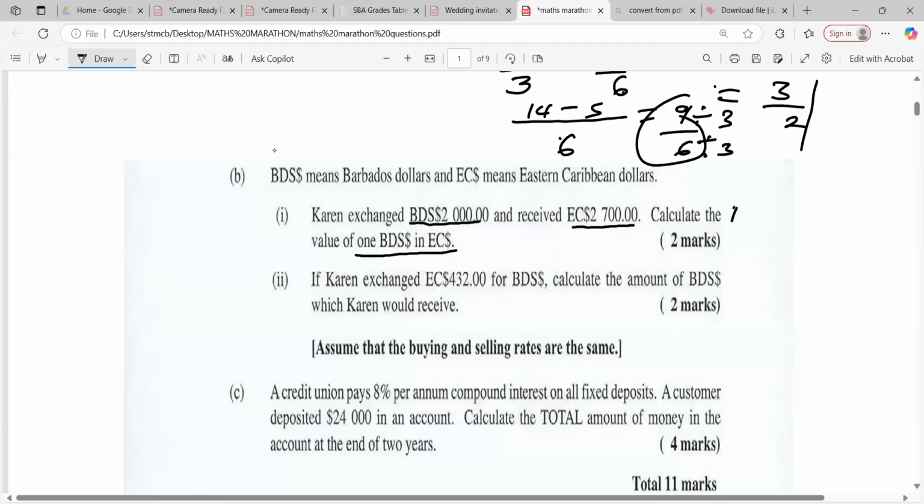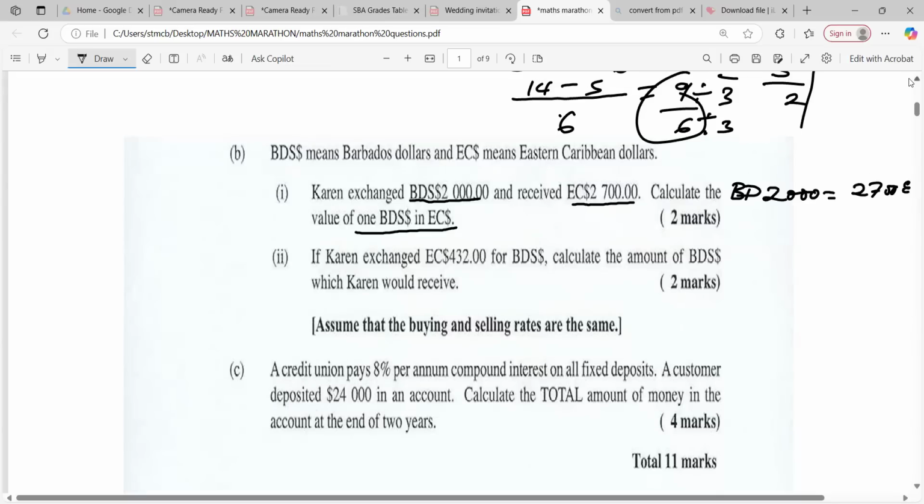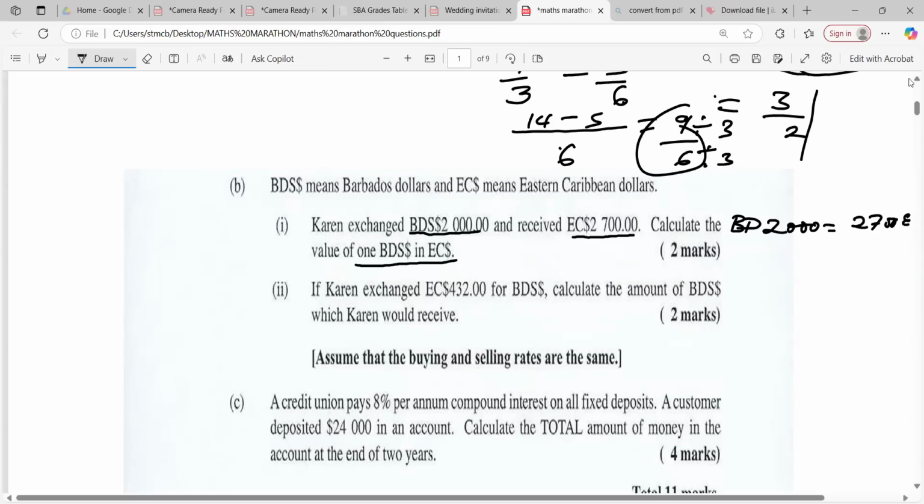So Barbados, now work over the side here, guys. So Barbados dollars are 2,000, and you get a value of 2,700 Eastern Caribbean. So if you want to find one BD or Barbados dollar, it will be the 2,700, right? Divided by the 2,000. You guys did well on this too. And that gives us 1.35.